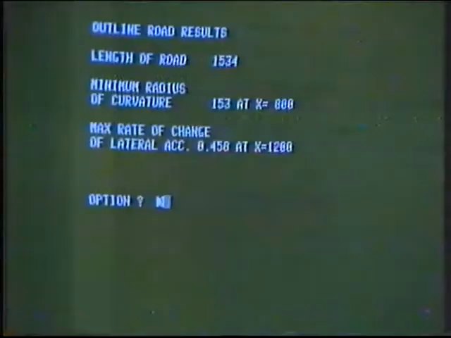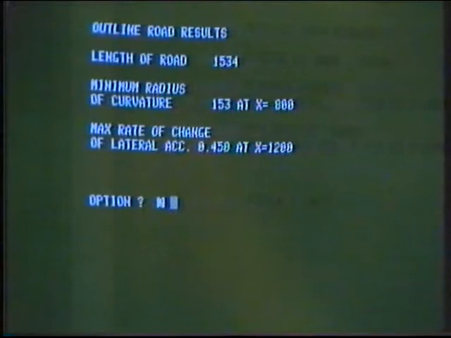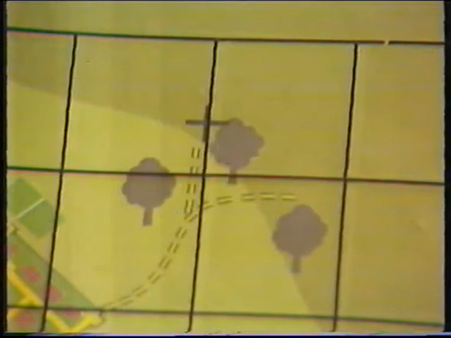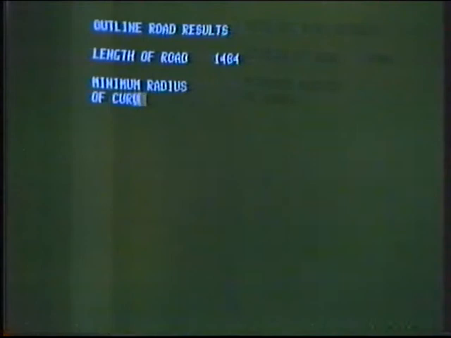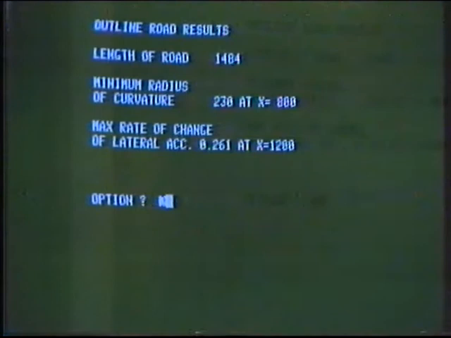So we'll edit the data. Let's do that. Option 16. And we'll replace that coordinate by 485. And now terminate the editing. And let's have a look at this new road. Outline road results. The road is a little shorter than before. Ah, the minimum radius of curvature is exactly 230. Well, I chose that y coordinate so that that would be the case. We're right on the design limit there. The maximum rate of change of lateral acceleration is okay, and we can tabulate the full road results using option 3.